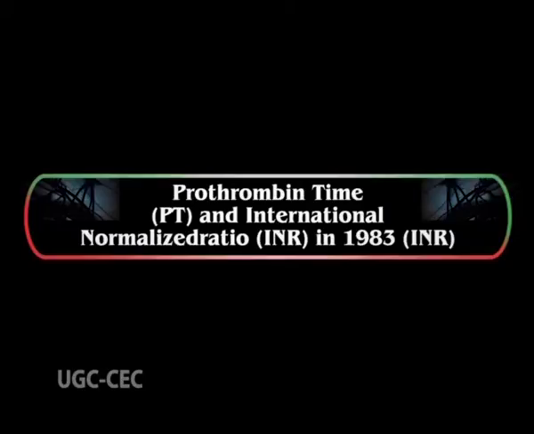Prothrombin time, PT, and the International Normalized Ratio, INR, which were introduced in 1983. The prothrombin time PT test measures the amount of time it takes for blood plasma to clot. Prothrombin, also known as factor 2, is just one of the many plasma proteins involved in the clotting process.